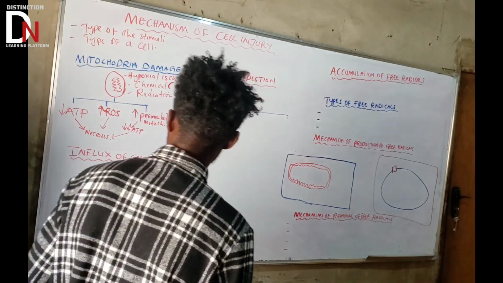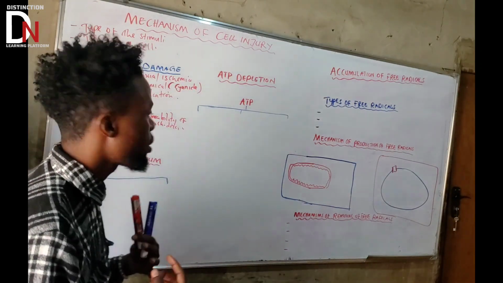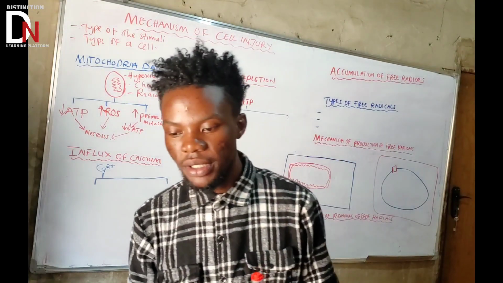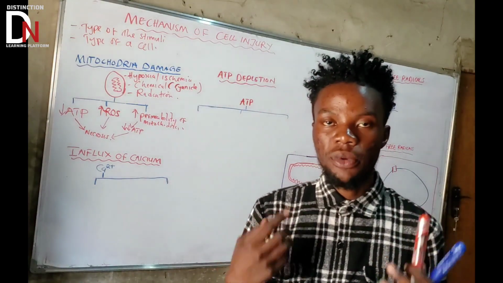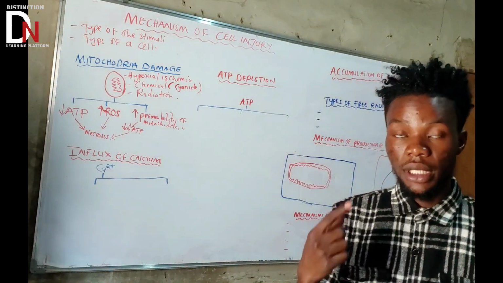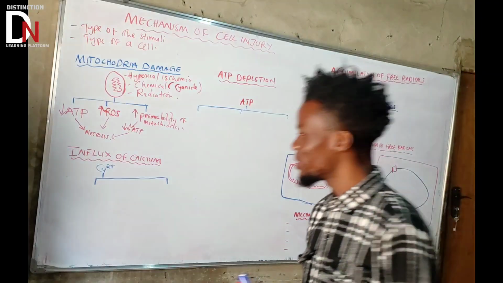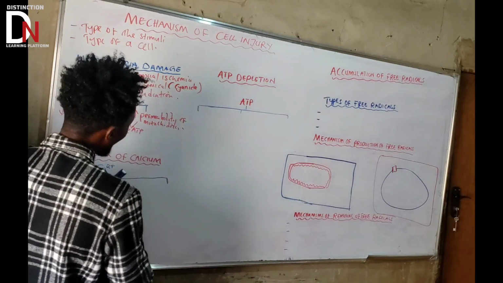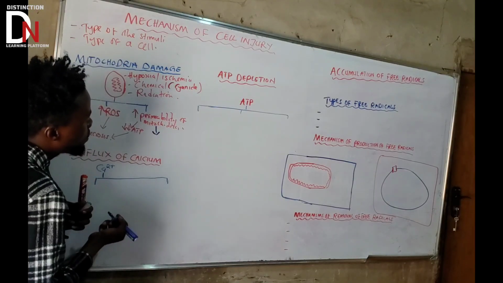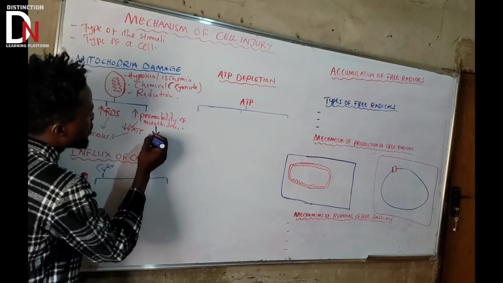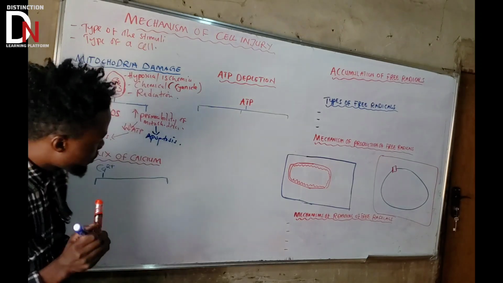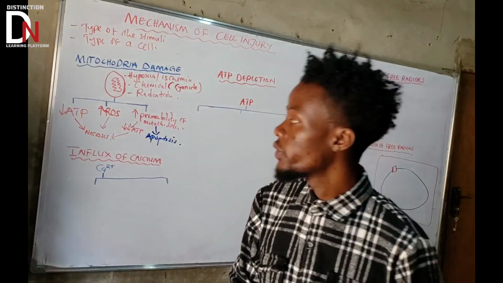What else? Remember that if you increase the permeability of the mitochondria, there is also another type of cell death. Because if you increase the permeability of the mitochondria, it promotes the activation of apoptotic factors, leading to apoptosis. Very important point. I'm going to use the blue marker. Increased permeability is going to lead to apoptosis. Very, very important point.